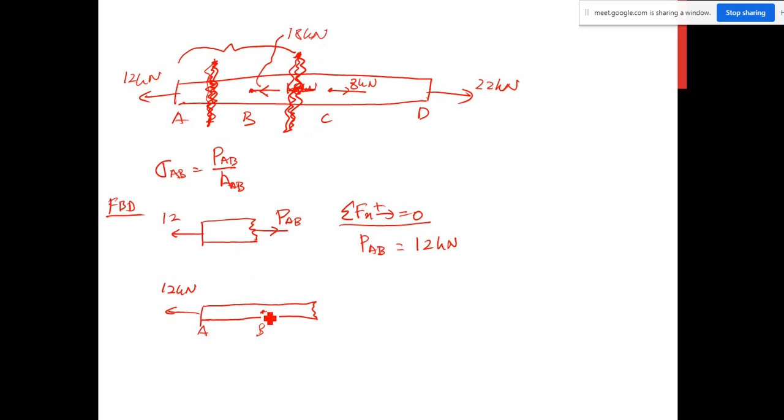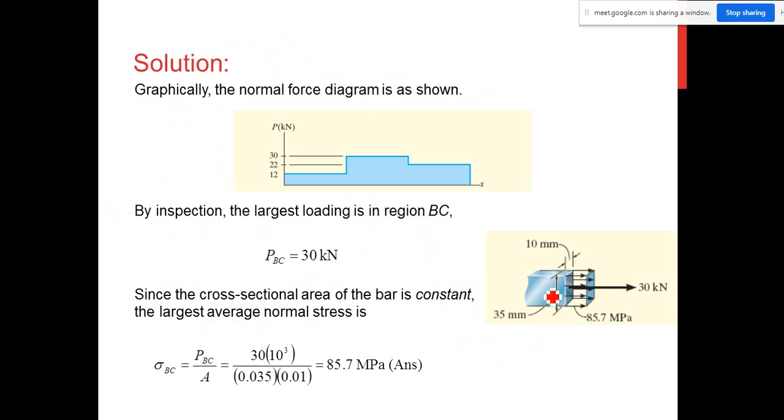Okay, so I have here 18 kilonewton, and here of course because I do the sectioning, I have PBC. Then I can apply the summation of Fx equal to 0. So for this case, 12 plus 18 minus PBC is equal to 0. So PBC is equal to 18 plus 12, which is 30 kilonewton.